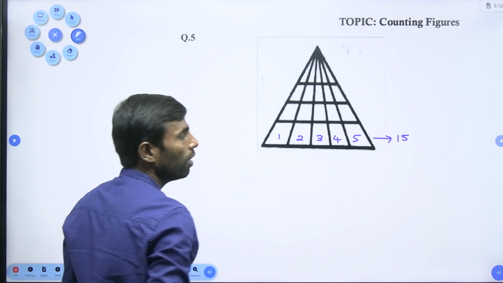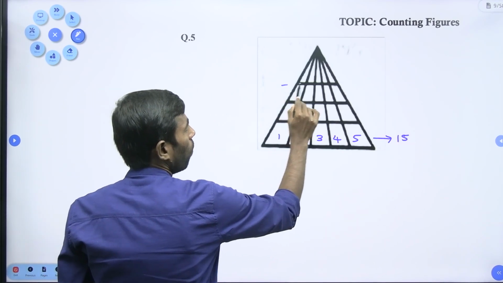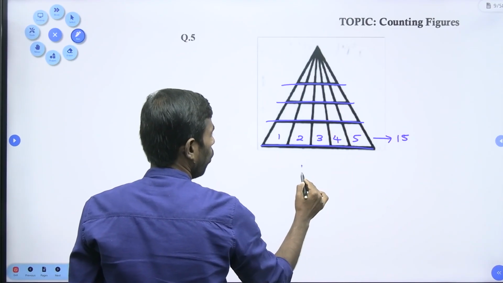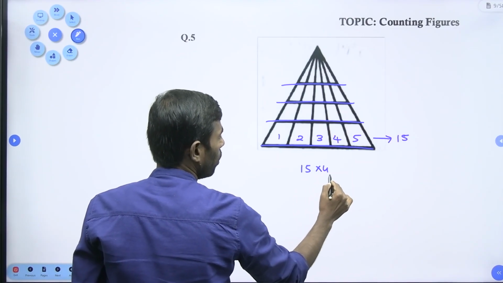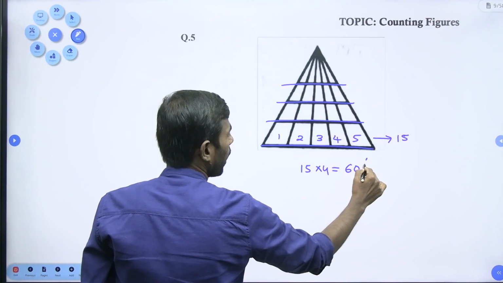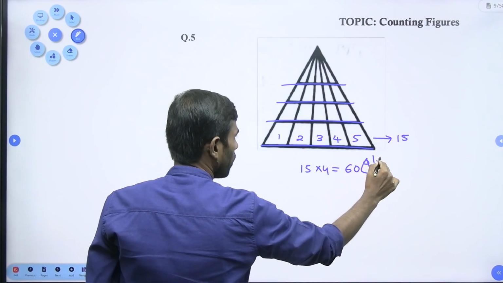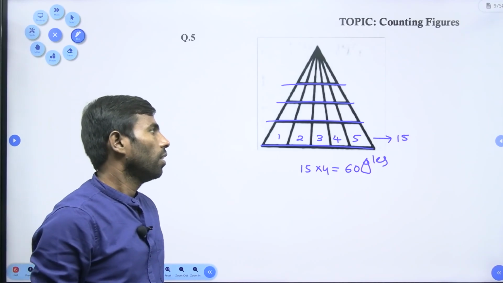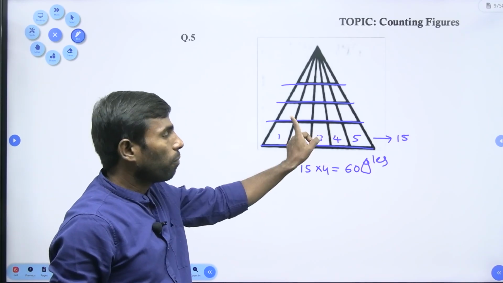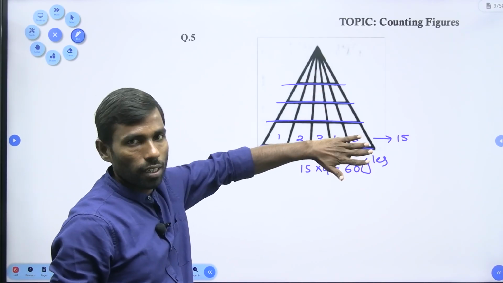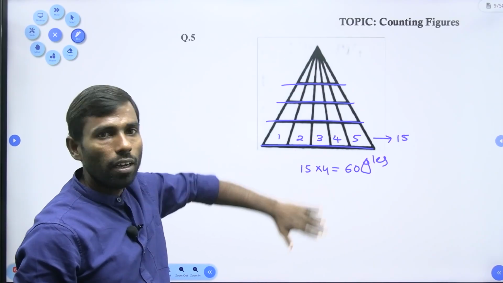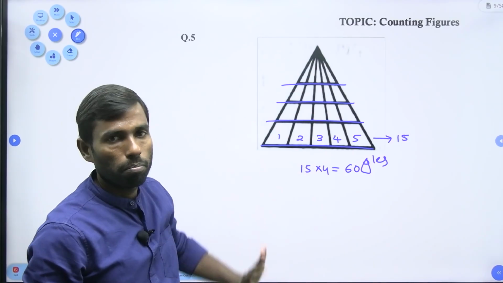Number of triangles is 15. How many baselines are there? One baseline, second baseline, third baseline, fourth baseline. 4 baselines. 15 into 4 is 60 triangles, not 16. Calculate for one baseline, then multiply with the number of baselines. You can calculate with the help of these baselines also, but just have an idea.